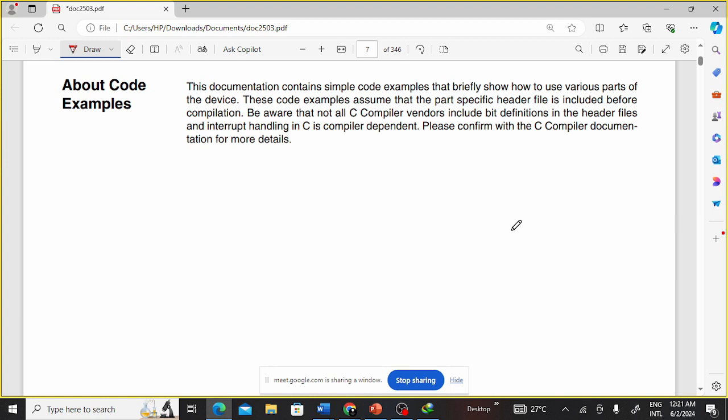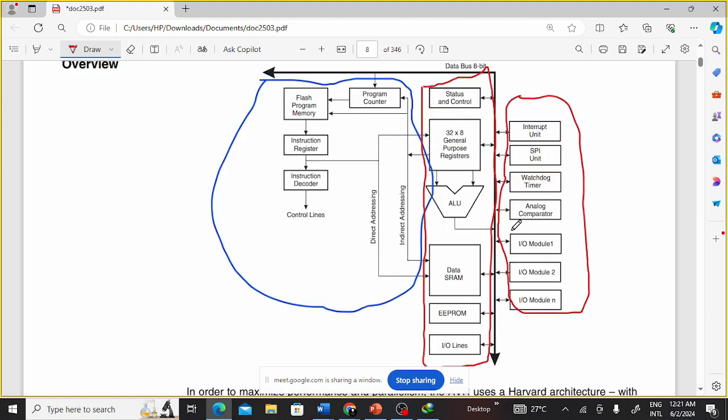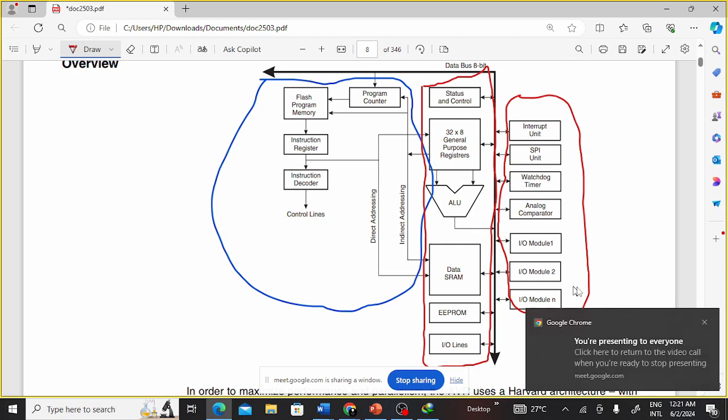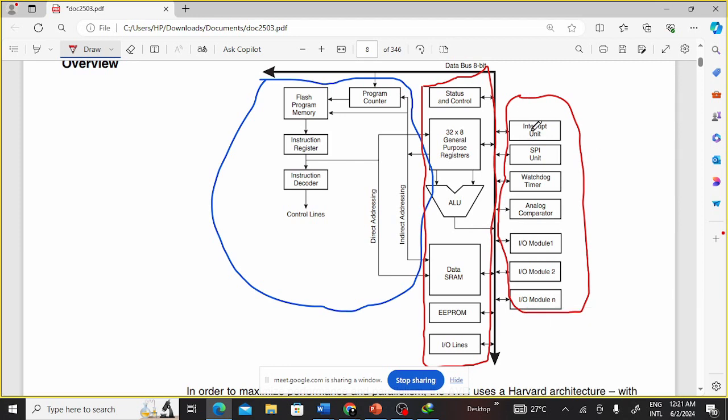Okay. I'm at that graph. This is where we are actually. So this is the program memory, and this is the data memory, and this is me outside the world interacting. I can interact with this microcontroller using something called interrupt units. I can interact with this microcontroller using something called the SPI unit. I can interrupt this microcontroller using something called the watchdog timer. I can interact with this microcontroller through the analog comparator, IO module 1, IO module 2, IO module 3 to IO module N. Interrupt unit, I've explained what interrupt is.